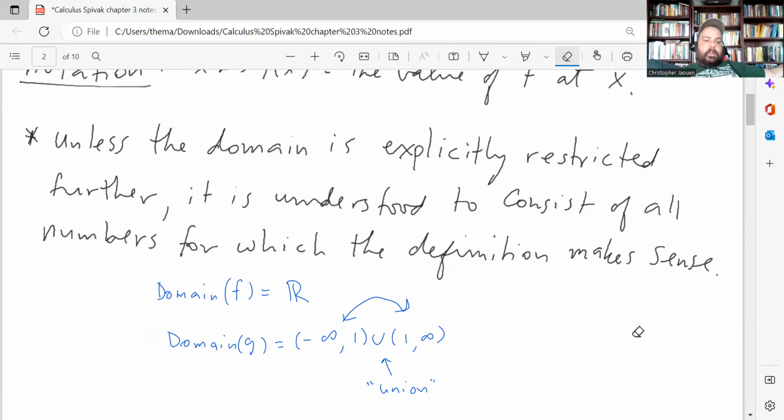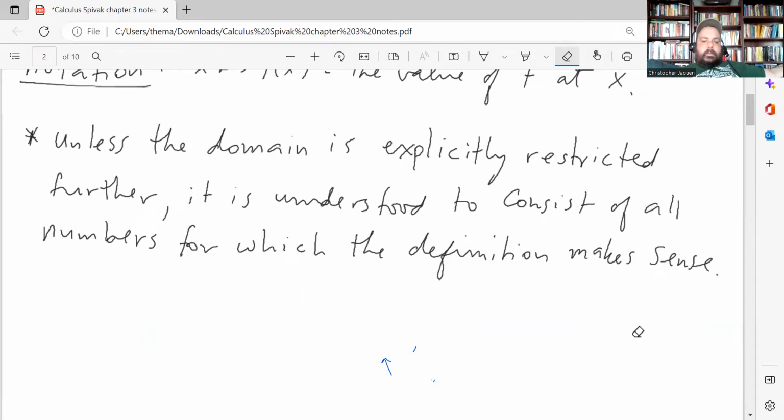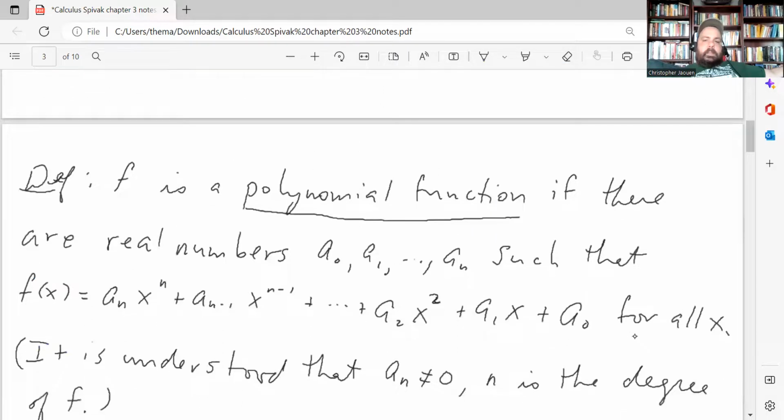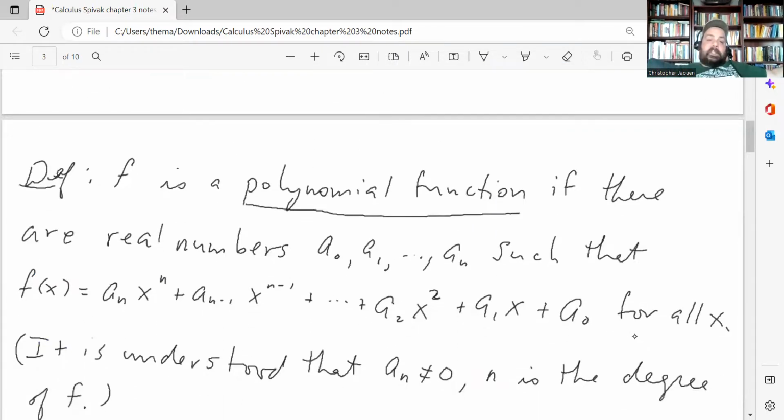Let me just clear this off the board, and then I'll go down to the next page. Right, he defines some important classes of functions. Probably the easiest type of function to wrap our heads around is polynomial functions, which is why they're usually the first class of functions that you're introduced to in a math class.